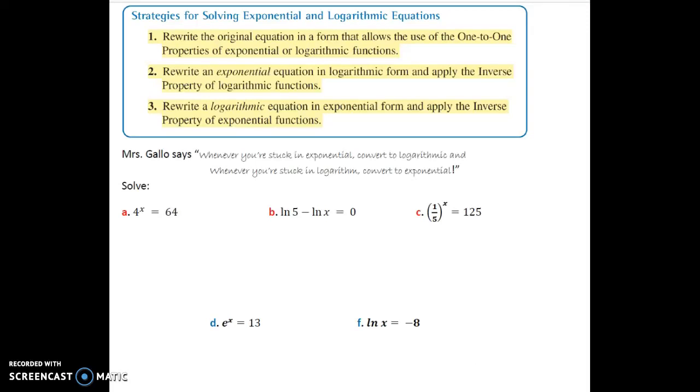Hi guys, we're ready to start solving exponential and logarithmic equations. You'll actually have already done a tiny little bit of that in the first lessons, but now we're going to look at specific strategies on how to do it. The strategies that the textbook provides are: you can rewrite the original equation in a form that allows the use of the one-to-one properties of exponential or logarithmic functions. What that really means is that we are going to look for same bases.